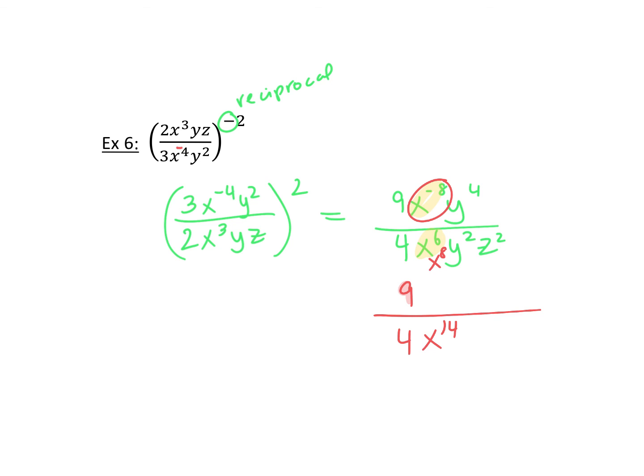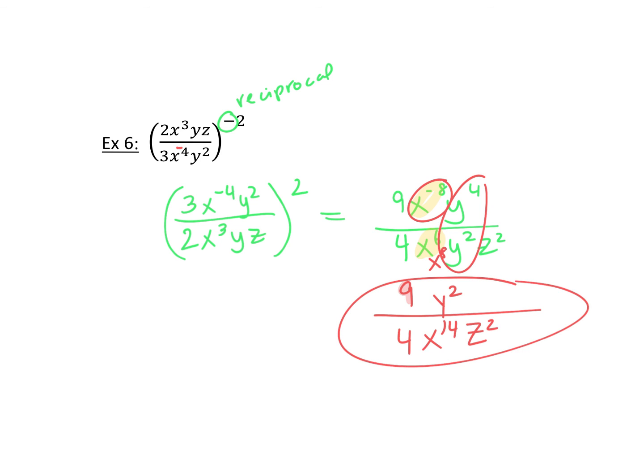If you just subtracted, negative 8 minus 6 is negative 14. It goes to the denominator. With the y's, I'm going to subtract 4 minus 2. I have just y to the second, and I don't have any other z's, so it stays in the denominator. And there we are. Some of you might be thinking to yourselves, can I simplify inside here first and then take the reciprocal? Absolutely. If you prefer doing it that way, you can always simplify in the fraction first, then take the reciprocal, then square.